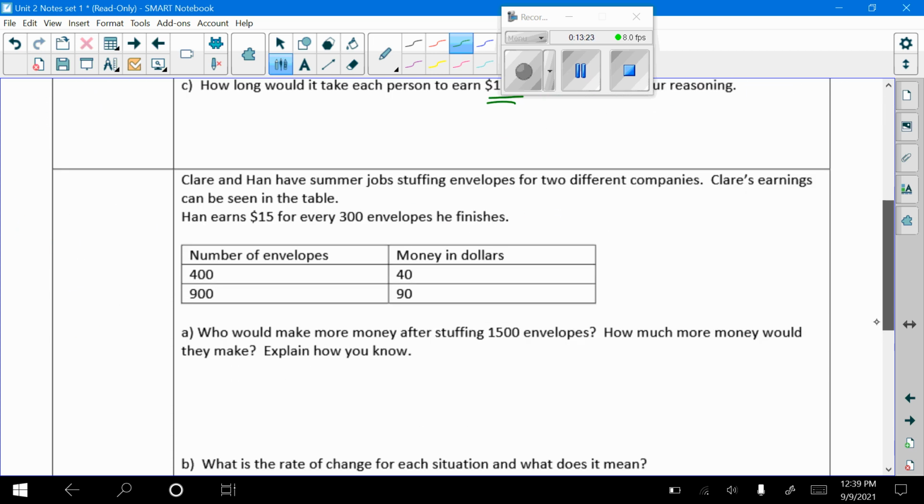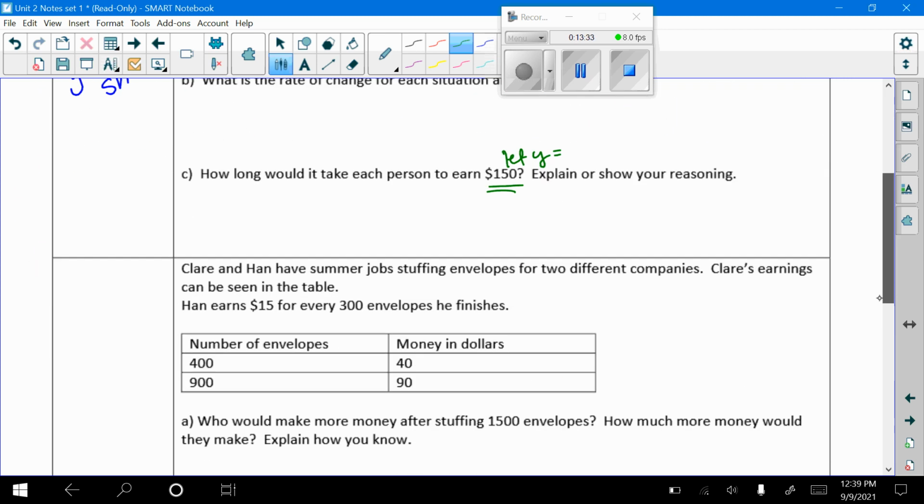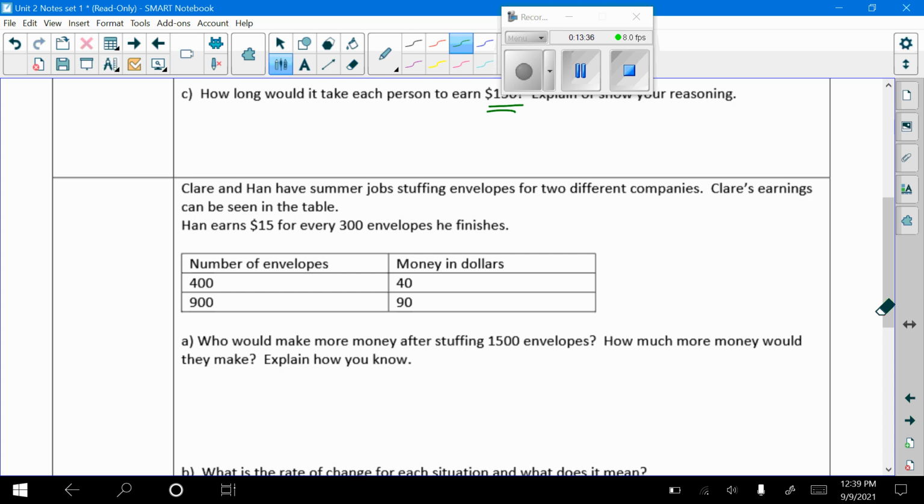Claire and Han have summer jobs stuffing envelopes for 2 different companies. Claire's earnings can be seen in the table. Han earned $15 for every 300 envelopes he finished. So for my rate here, this is my X and this is my Y. Remember how we found an equation? And then who would make more money after stuffing 1,500 envelopes?